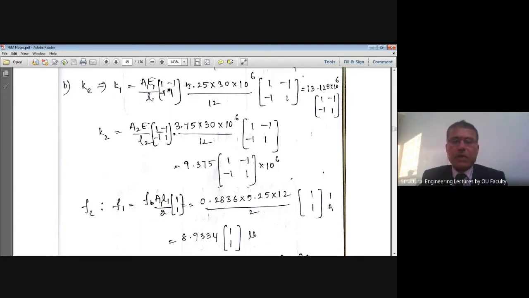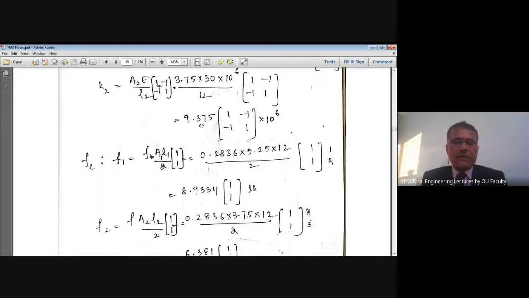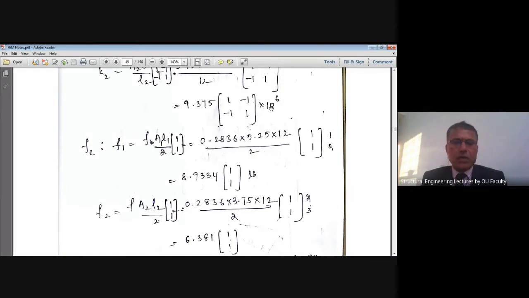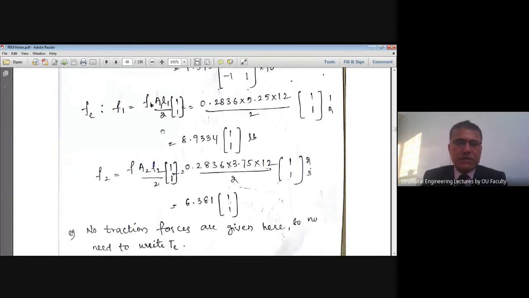Now I'll get outside the common factor as 13.125 to the power 6 times 1 minus 1, minus 1 1. And similarly, doing the same for the second element, I'll get K2 is equal to A2 E divided by L2 times 1 minus 1, minus 1 1. Substituting the numeric values of area and length of the second element as 3.75 and length 12 inches, now I'll get the result as 9.375 to the power 6 times 1 minus 1, minus 1 1. That is why I got two element stiffness matrices.